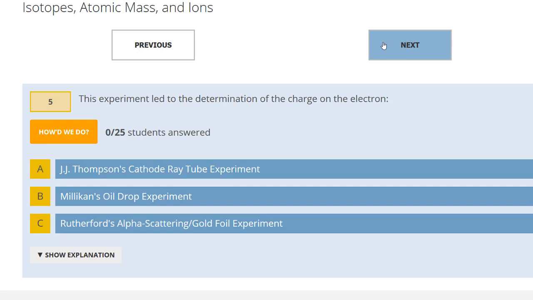Okay, finally, which experiment led to the determination of the charge on the electron? Was it the cathode ray tube experiment, the oil drop experiment or the alpha scattering gold foil experiment? And we'll get our answers locked in, please. We'll count down. 5, 4, 3, 2, 1. And that there was the oil drop experiment.